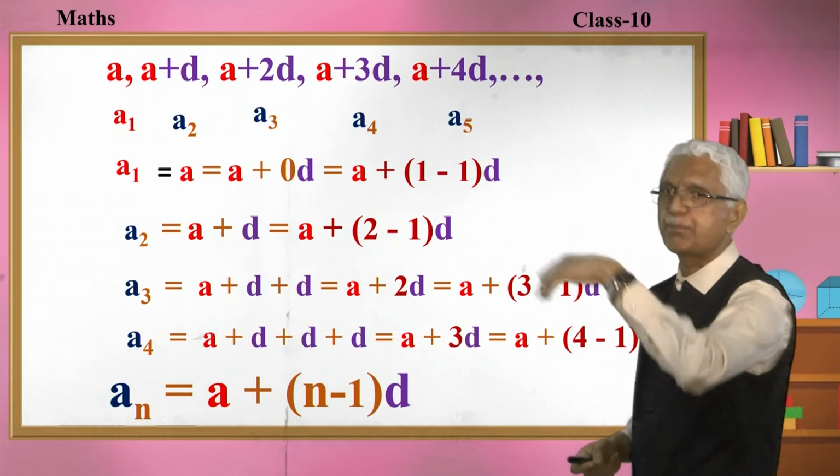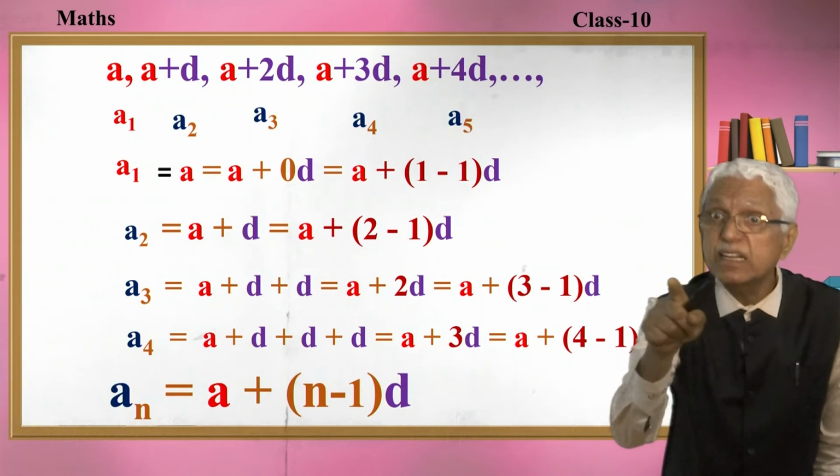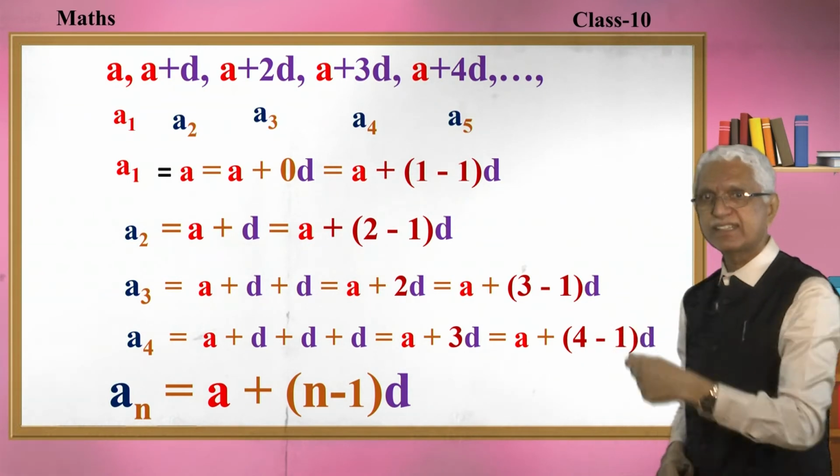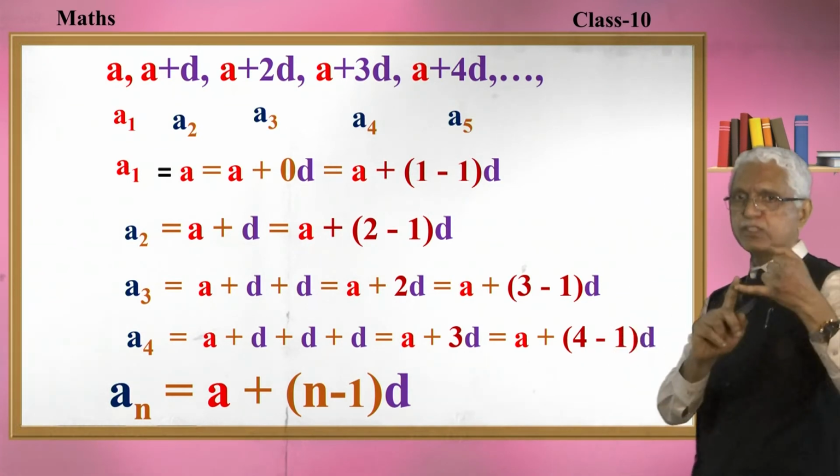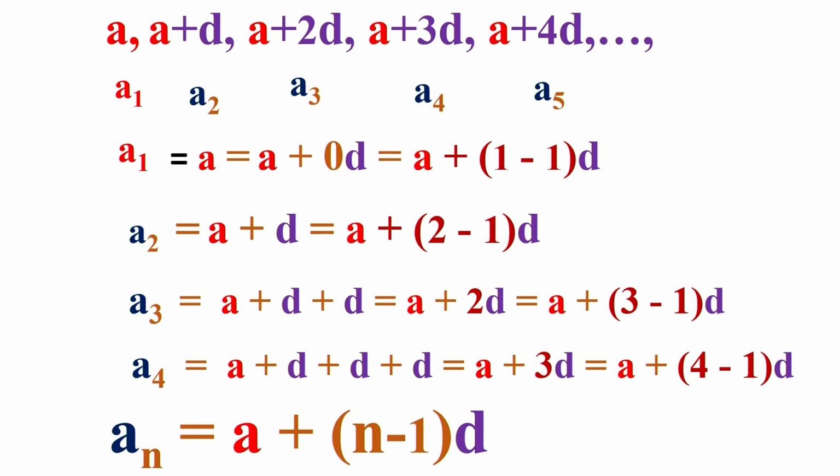Beauty. That is a plus 2d. The 2 is written as 3 minus 1. Fantastic. In the fourth term, you have started with the first term a. How many times do you have to add d? I added d to get the second term, another d for the third term, another d for the fourth term, a plus 3d.